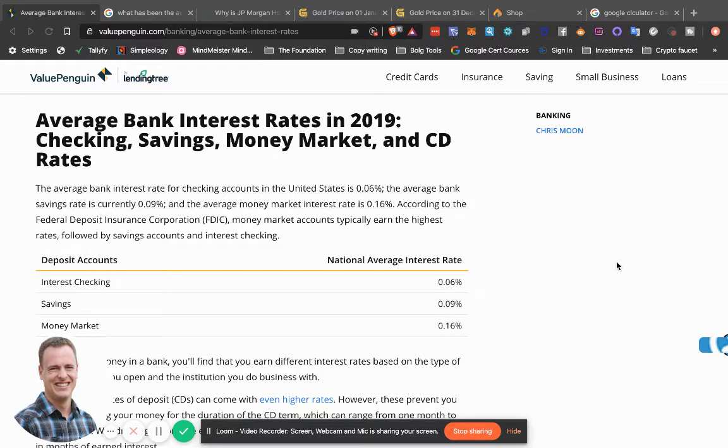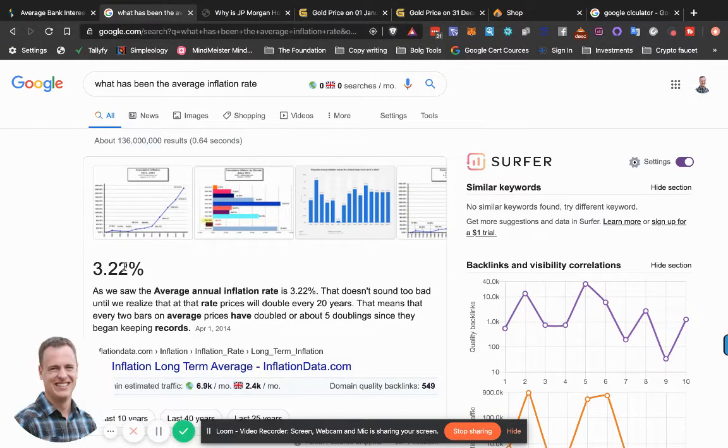So, the average interest rates in 2019 were 0.09%, which, if you take this and add the average inflation in, you're actually losing money. Even if we bump this up to 2% as a savings interest rate, you're still losing money because the average inflation rate is 3.22%. So the question is, what do we do to stop losing money every year in our savings?